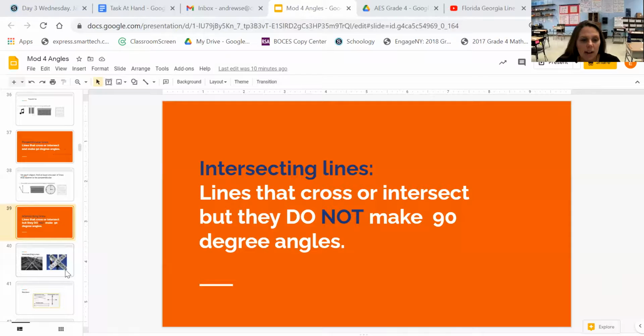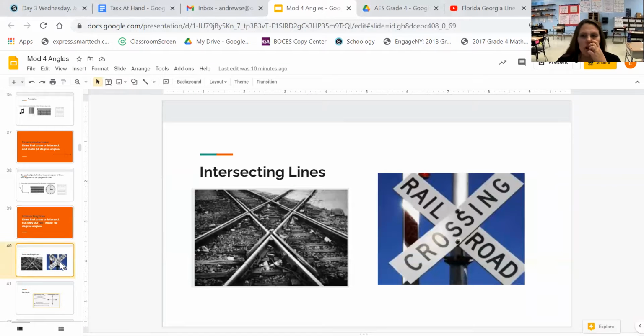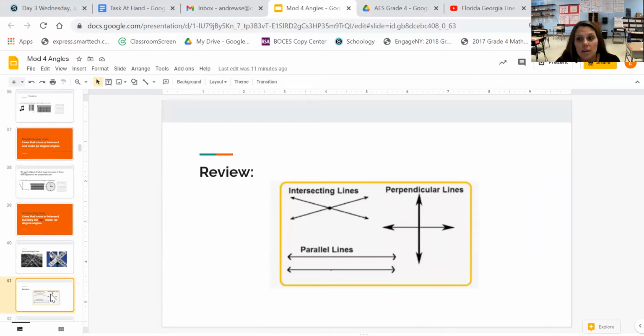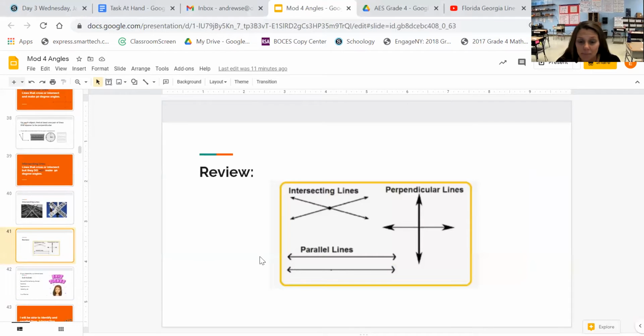Let's go back to our intersecting lines, and I just wanted to show you a few examples. On this railroad track, this is just an everyday example that when they cross here or intersect, they make not 90-degree angles. The same with this railroad side. They're not making 90-degree angles, okay? I don't know if you want to take a screenshot or take a picture, but these are just the words and then the examples based on the terms that we had today, okay?